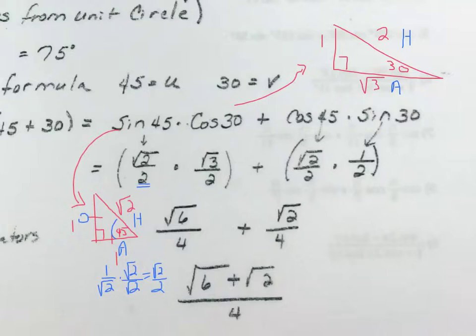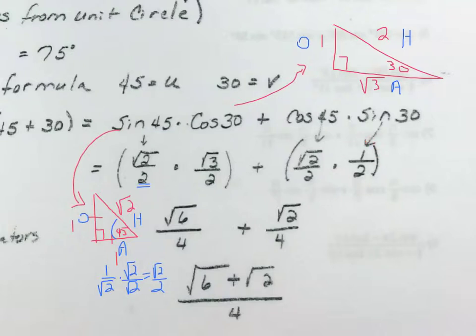So here, going back to the problem, sine of 45 is the square root of 2 over 2, cosine of 30 is the square root of 3 over 2, and then plus cosine of 45, well, that's the same thing as sine of 45, which is the square root of 2 over 2, and sine of 30, if you look at the sine of 30, this is the opposite, so that would be 1/2, so that's 1/2, okay?